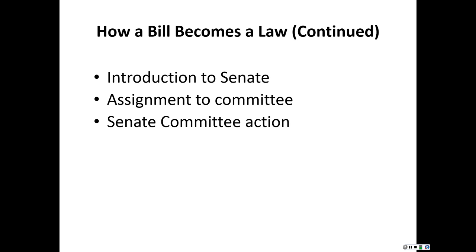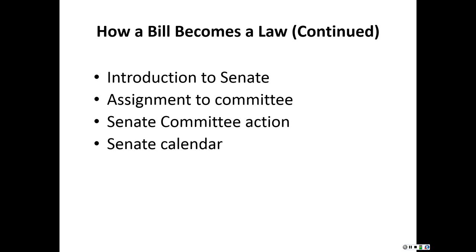Senate committee action. This is where they will decide if they're going to debate the bill. They can mark it up, they can amend it, they can change it. They may call witnesses for or against the bill. They can do any of these things, or they don't have to do anything. Let's assume that the bill passes. They mark up the bill, it passes out of committee, they approve it.